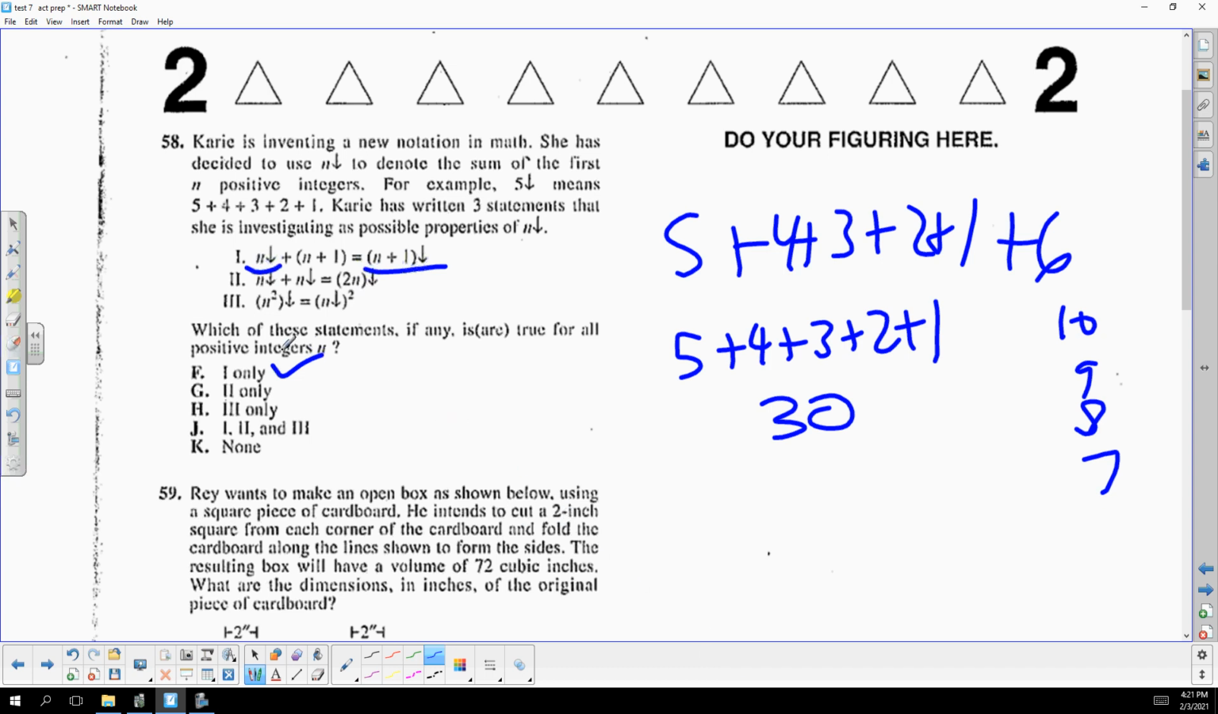And there's no way it works for square. I could show it to you. This would be 25 countdown, and this would be 30 squared. So there's no way that 25 countdown equals that. It's going to be 1 only.